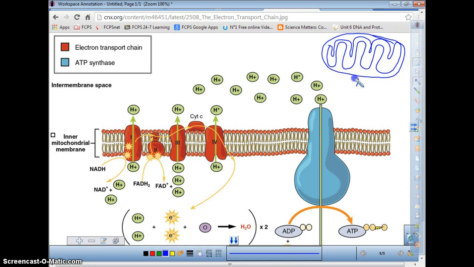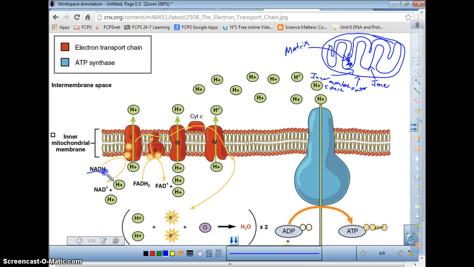What do you think this is called? Outer membrane. What's this called? Inner membrane. Okay. This right here, this space, is called the intermembrane space. And inside of the inner membrane is called the matrix. Okay? So here we are. This is the inner membrane of the mitochondria. And here you have proteins that are embedded in the inner membrane.